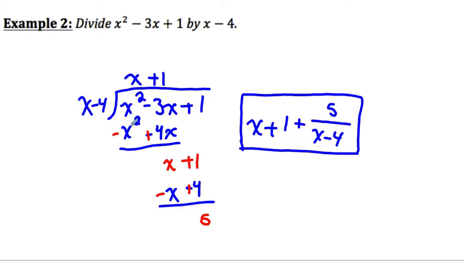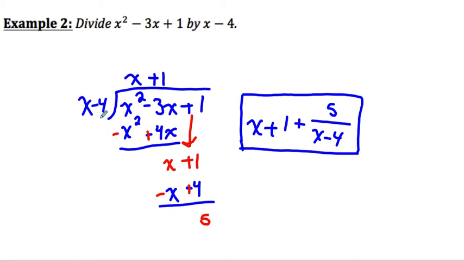Again, these first terms need to cancel. X squared minus x squared is 0. They're gone. Negative 3x plus 4x just gives you x, or 1x. And then I brought this down. I didn't really write that arrow in there, but I did bring down the positive 1.